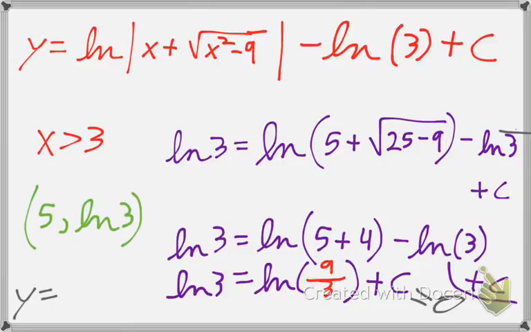So our final answer is that y is equal to natural log, and we'll just combine them now to get a better view of the problem as a whole: x plus the root of x squared minus 9, over 3. And there's the final answer.